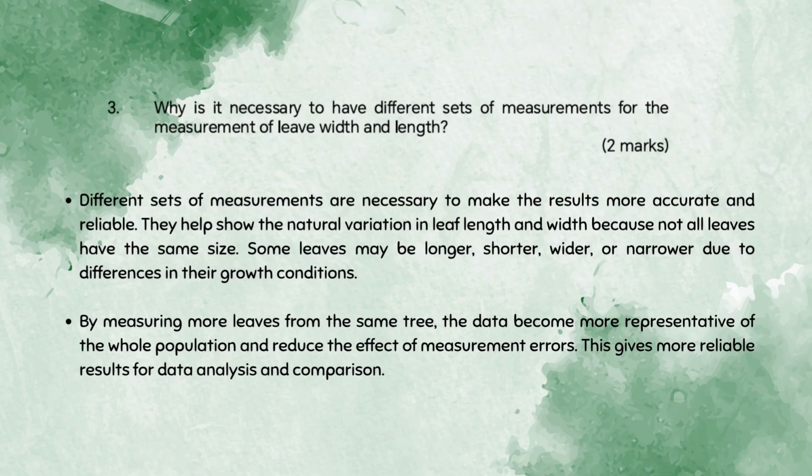For question 3, different sets of measurements are needed to make the result more accurate and reliable. They also help us observe the natural variation in leaf length and width because not all leaves have the same size. By measuring more leaves from the same tree, we can reduce measurement error and obtain data that better represent the whole leaf population. This makes the result more reliable for analysis and comparison.